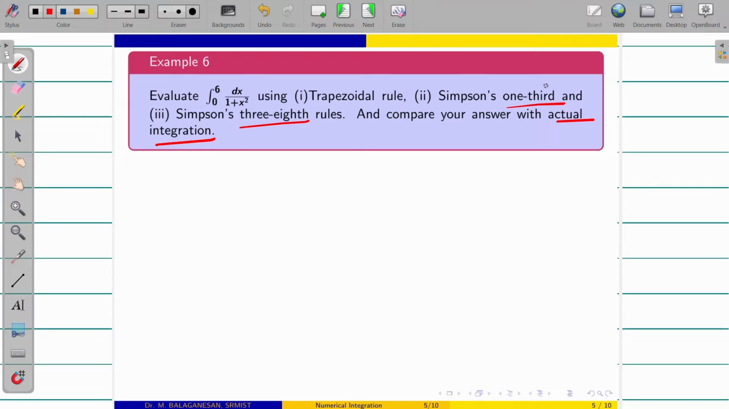But what is the clue they have given? 1/3 and 3/8. When 1/3 and 3/8 are applicable, the number of intervals should be even and it should be a multiple of 3. Instead of calling it even, you can call it a multiple of 2. So multiple of 2 for 1/3, multiple of 3 for 3/8. What is the smallest value? It is 6. Then what is the formula for h? b minus a divided by m should be there in a default manner. I can take that value as 6 by 6.